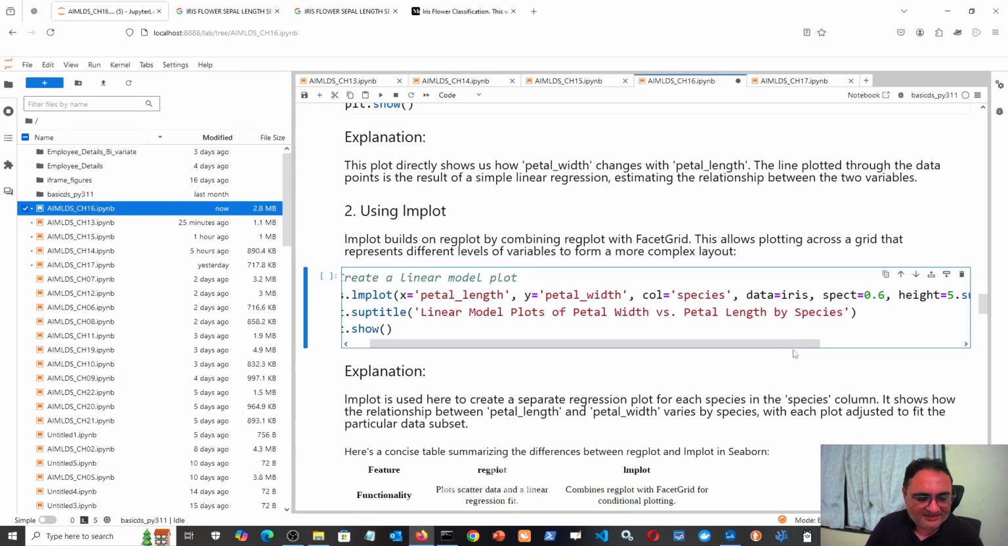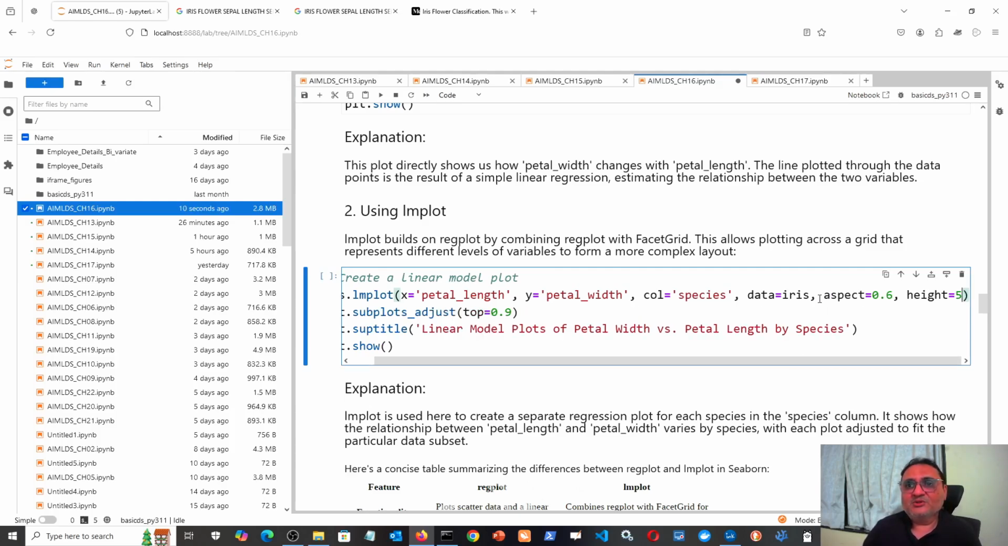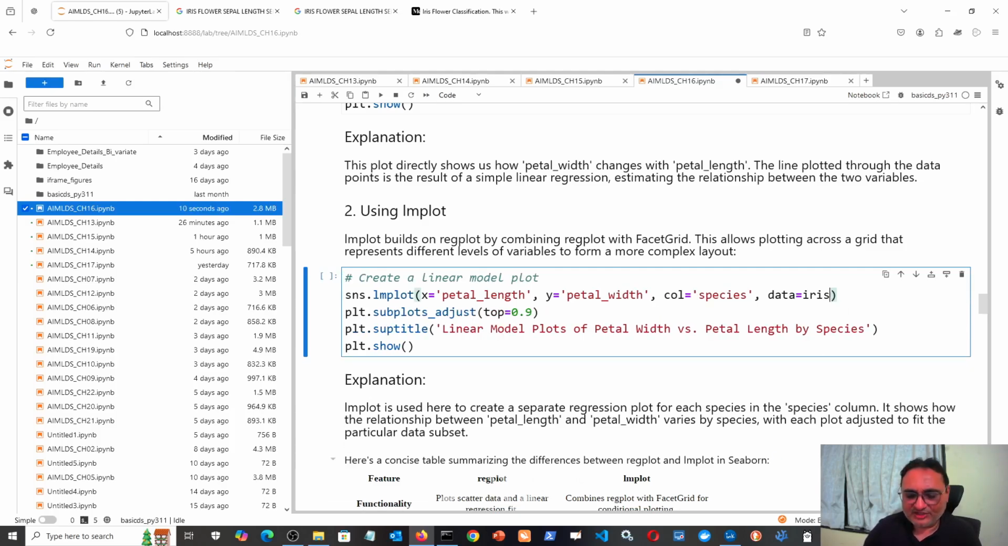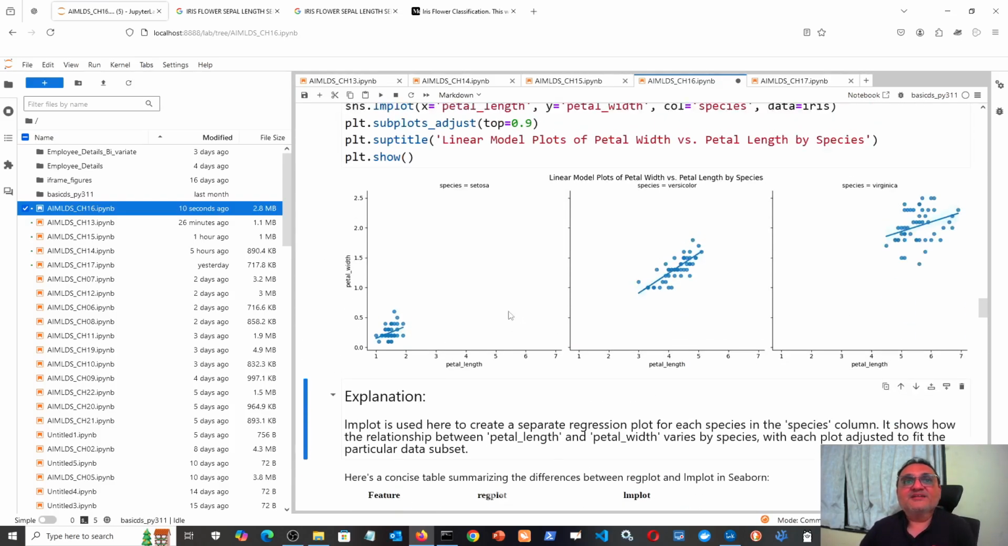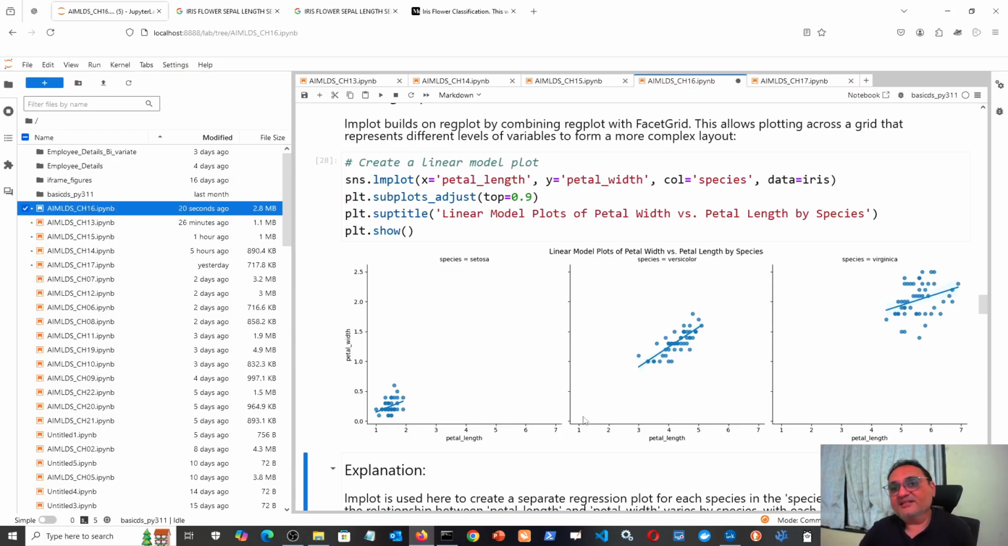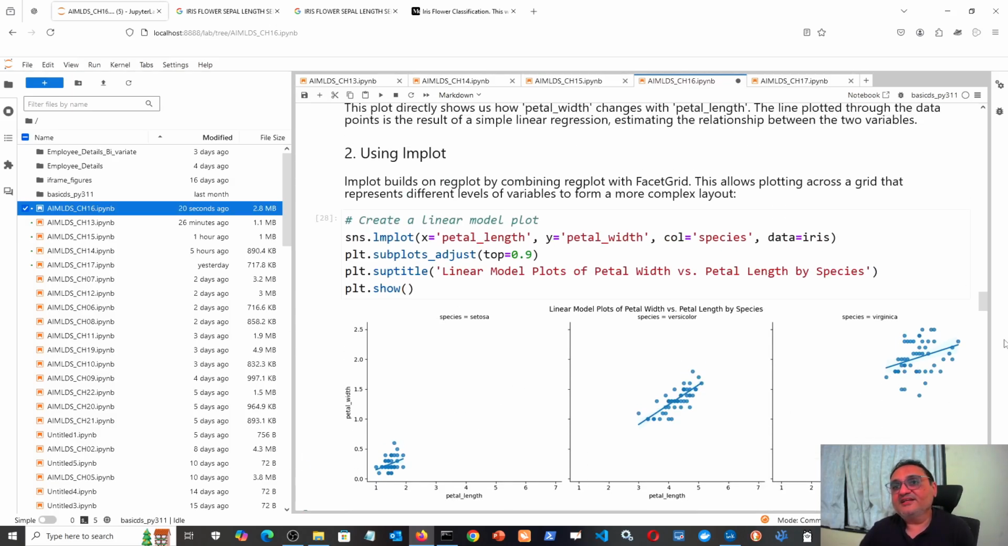Okay, because why unnecessarily make things complicated? So I am writing only the essential parameters, and this is the graph. Now you can see this is the graph for setosa, this is the linear graph for versicolor, and this is the linear graph for the virginica. So all species have more or less linear relationship between petal length and petal width.